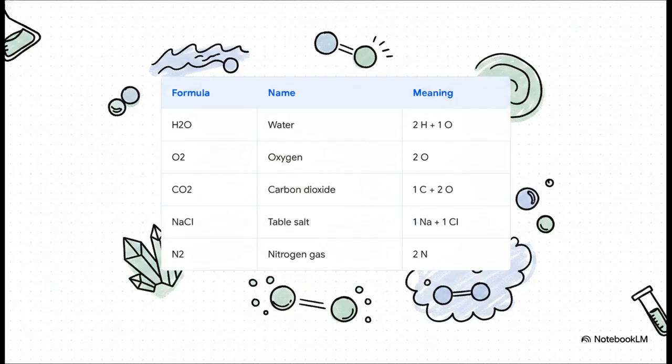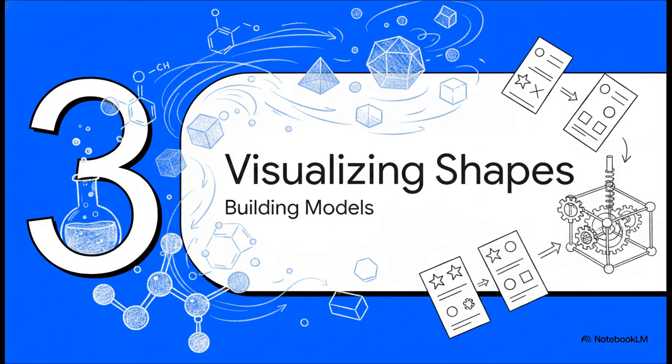NaCl, which is everyday table salt, is exactly 1 sodium atom and 1 chlorine atom. N2, nitrogen gas, is just 2 nitrogen atoms. It truly is as simple as following a recipe. All right, on to Section 3, visualizing invisible shapes, building models.